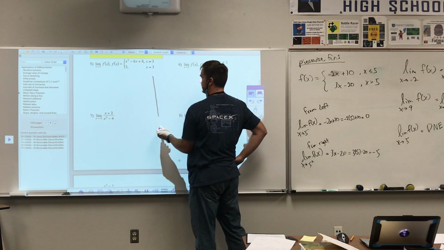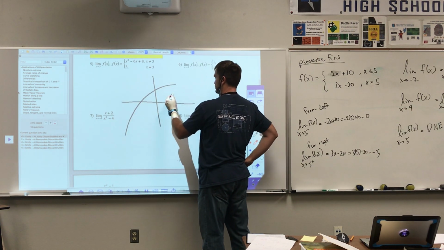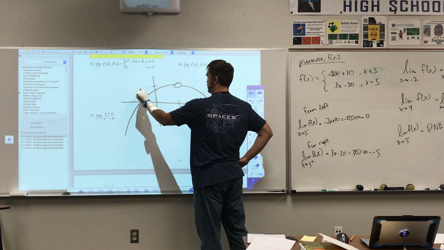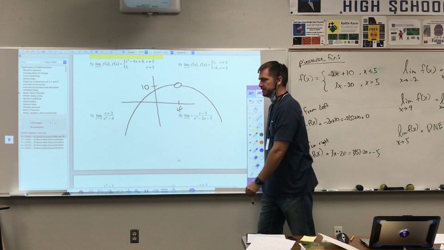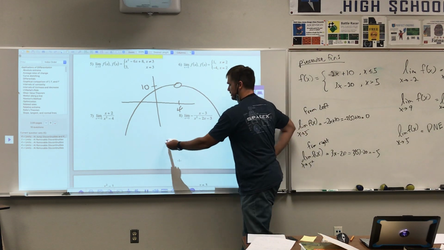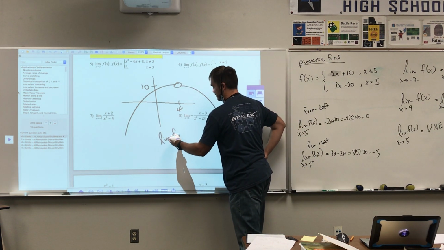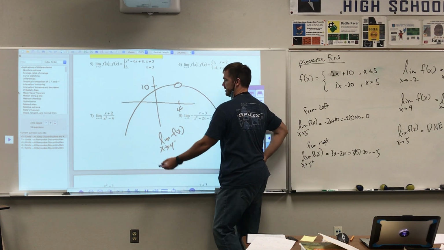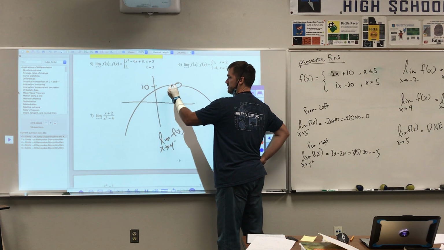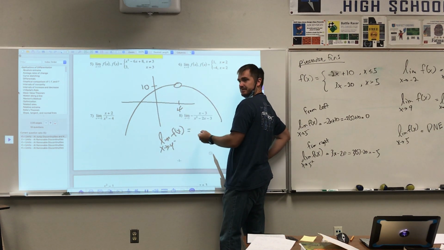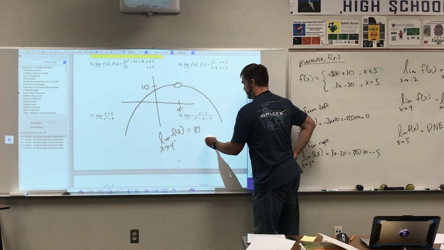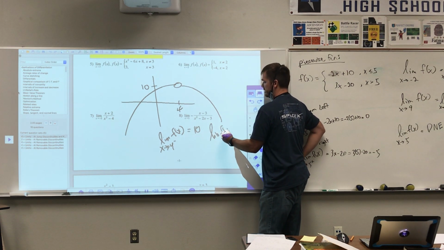Mitzi. Yes, sir. Number 4. What is the limit of this function as x approaches 4 from the left? What's it approaching? 10. Yeah.